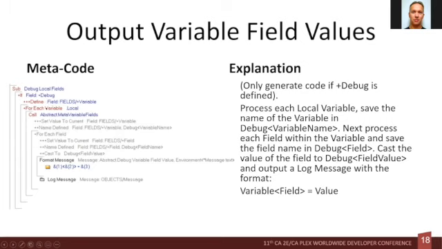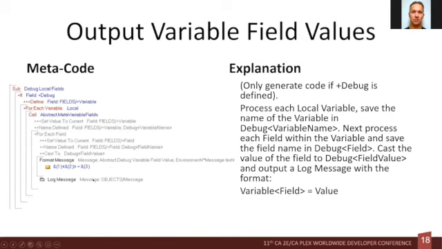So what I'm doing is, for each variable in local, I'm calling a meta function. I'm getting the name of the current variable, assigning it to a field called debug variable name. And then for each field within that variable, I'm getting the name of that field, casting it to a field name field, and then getting the value of that field, casting it to the field value field. And then I'll do a format message to format it as variable field equals value. And then I'll do a log message.